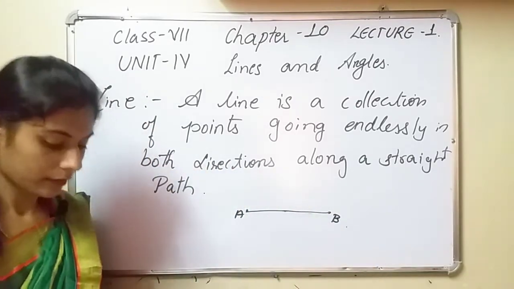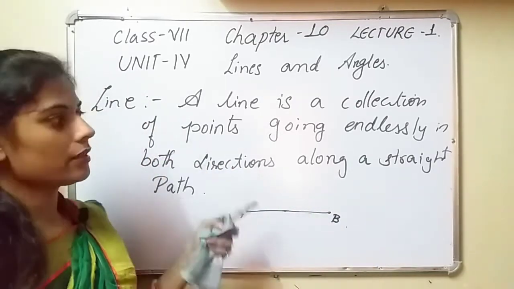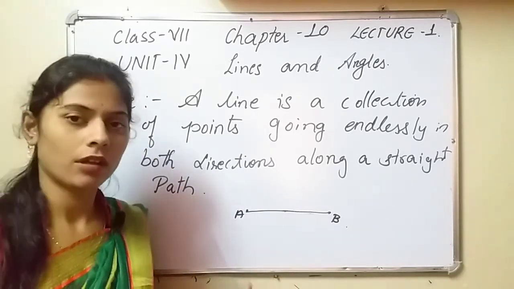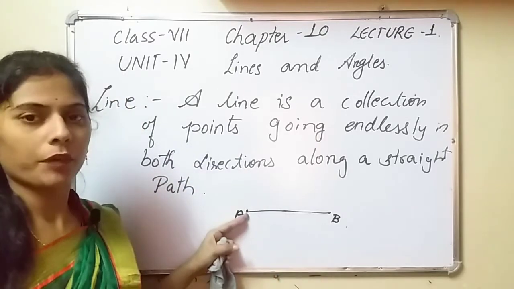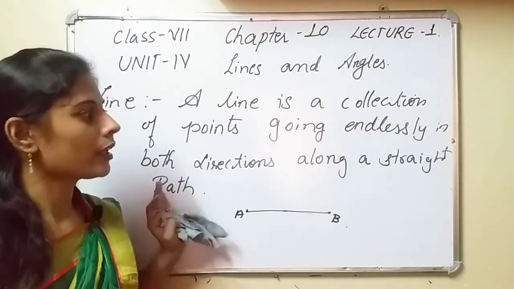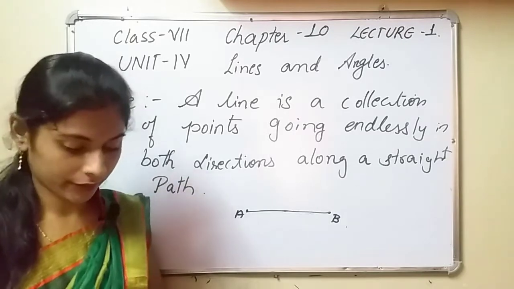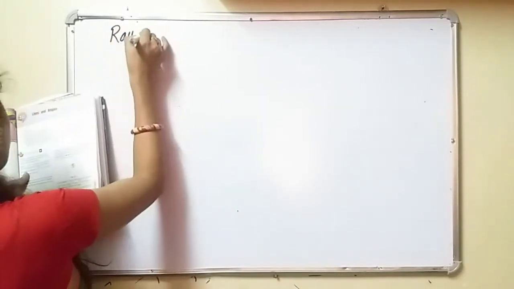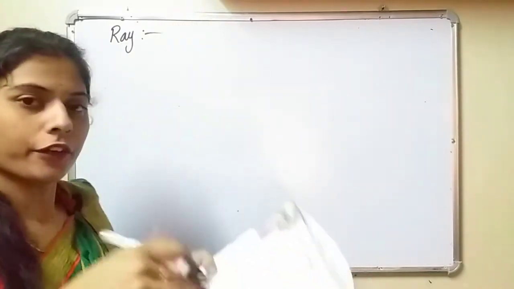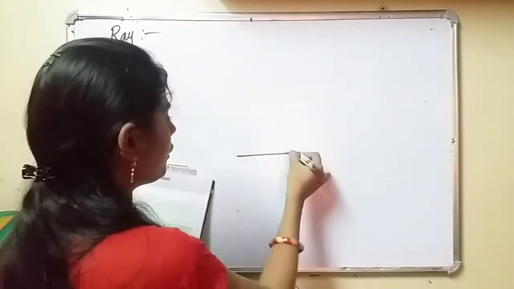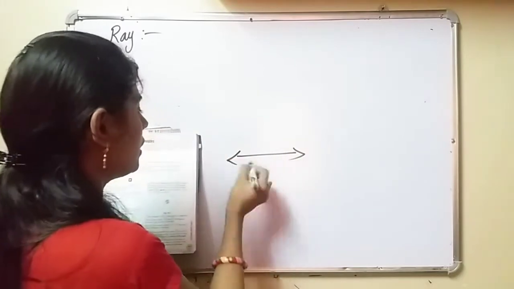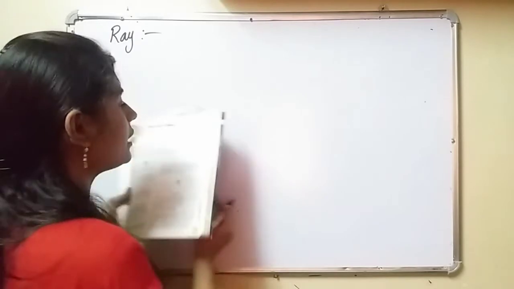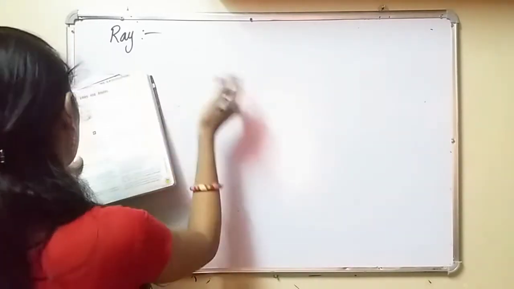Okay, now see, all the definitions which I am writing today on the board, you have to write in your classwork copy because these are very important. That's why I am giving them to you. So note it down. See, what is a ray? A ray is also a part of a line. Ray means part of a line, but it has one initial point of starting. So we will study about this.